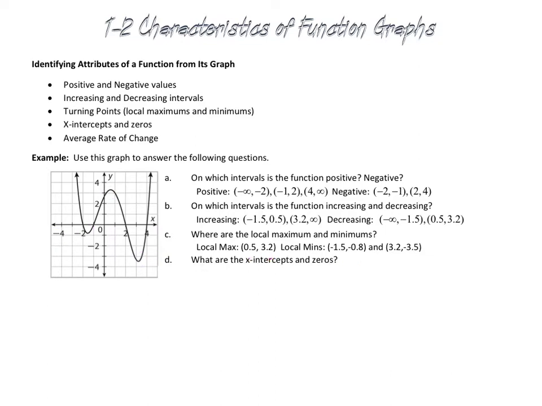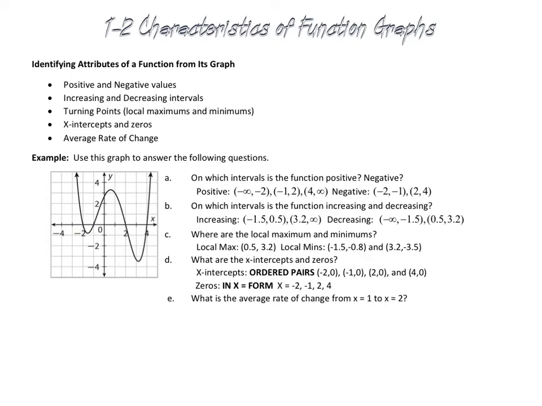Alright, next I want to know, what are the x-intercepts and zeros? So that would be where it crosses the x-axis. Here, here, here, and here. And those points, if I wanted x-intercepts, if the problem says x-intercepts, make sure you give me ordered pairs. And those are negative 2, 0, negative 1, 0, 2, 0, and 4, 0. If I ask for zeros, I want x equals form. The zeros are at x equals -2, x equals -1, x equals 2, and x equals 4.